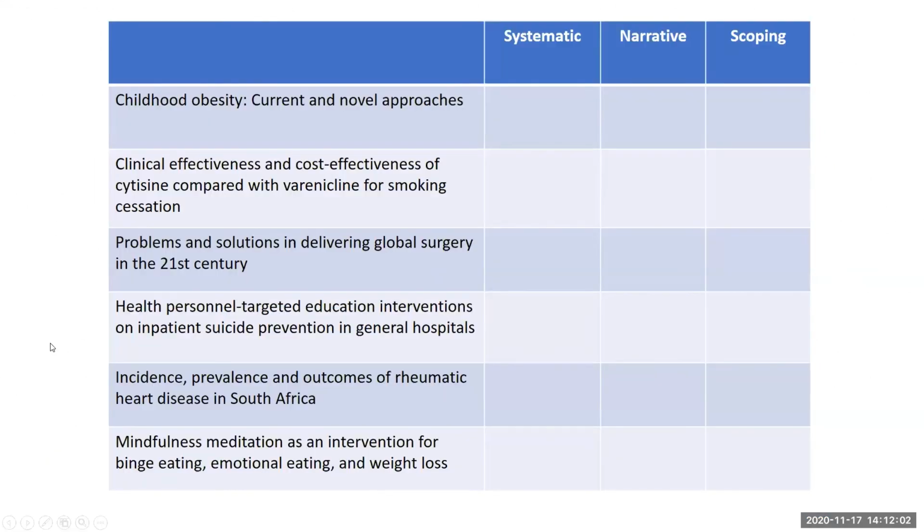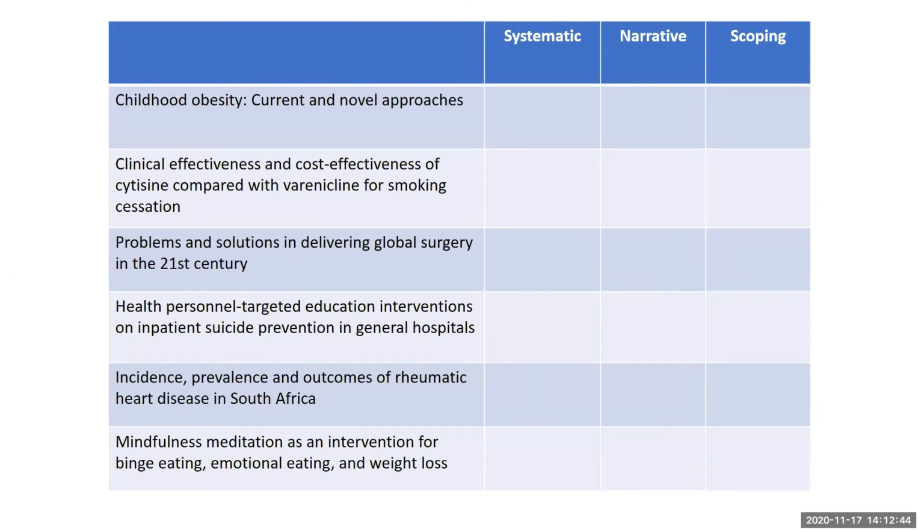So we are going to play a little game that I will moderate. Oh, thank you, Carrie, for sharing that link. If a few people want to participate in the chat, looking at these titles, and of course they could all be argued a little bit, what type of review do we think childhood obesity, current and novel approaches would be? Systematic, narrative, or scoping?